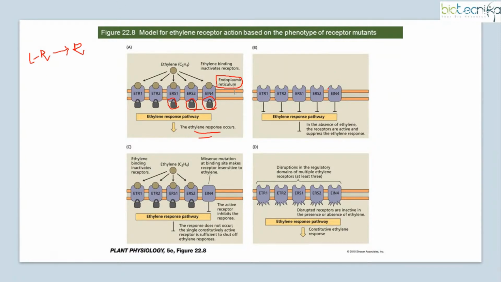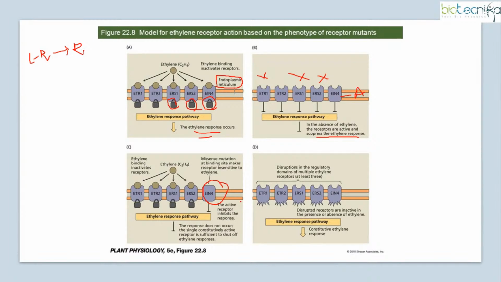Now, if you look into the second model, for all the receptors you can see there is no ligand present, right? Because of which your receptors are active now. Since your receptors are active, they are not able to generate any response, that is, they suppress the ethylene response. Now, if you look into the third model, we have 5 receptors for that. Suppose there occurs a missense mutation in one of the receptors.